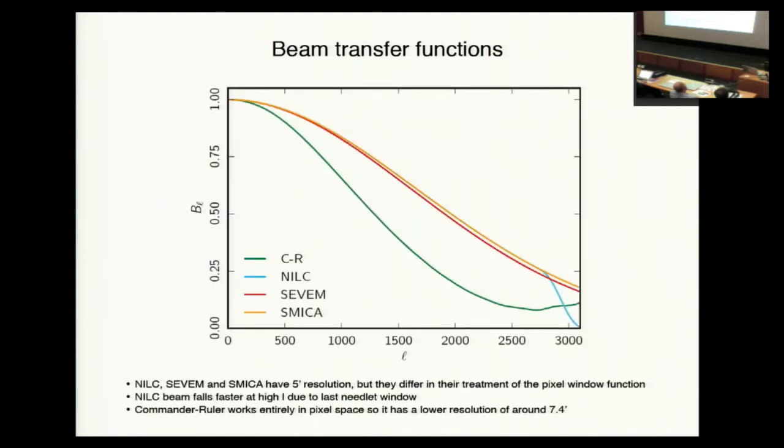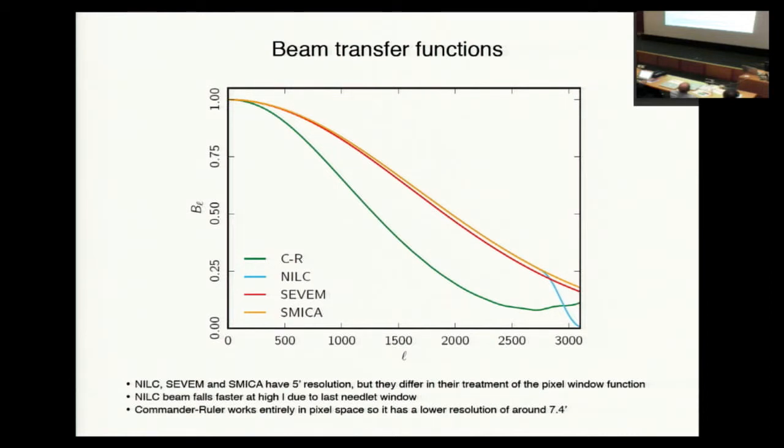So to characterize the maps, I want to look at their beam transfer functions. Three of them are at 5 arc-minute resolution, so they're the ones here. They differ in the treatment of the pixel window function of the map, so they look slightly different at high L. There's a fall off here from NILC because it works with a set of wavelets, whose last window goes to 0 at L of 3200.